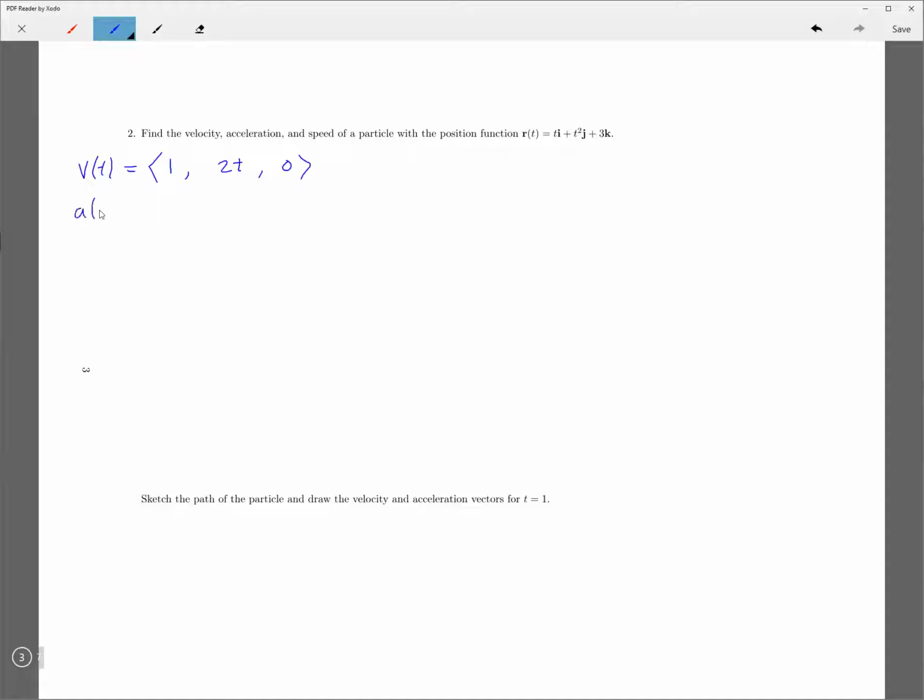And then the acceleration will be the derivative of that. So that's just going to be 0, 2, and another 0. And then the speed is going to be the magnitude of the velocity, which will be the square root of the sum of those squared. So the square root of 1 plus 4t squared. I'm just squaring that 2t to get that. Okay, so let's plug those answers in and see what happens.